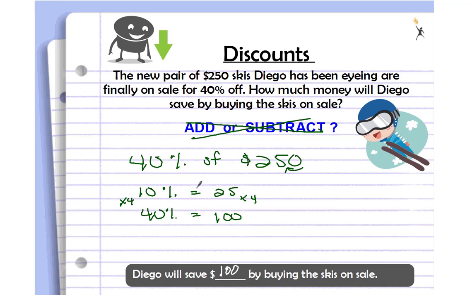If you solved this problem using the percent shortcuts, here we go. Again, this is just one way. You want to find 40% of $250. I found 10% and multiplied it by 4 to make 40%, but you could have done this several other ways. If you're still not understanding why you got the wrong answer, check with your teacher.